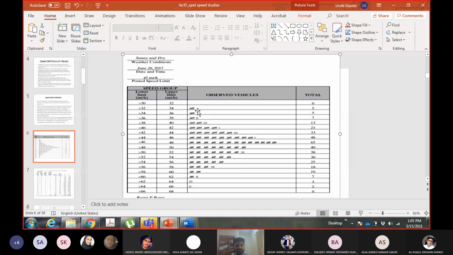So they put 4 lines, and when the 5th vehicle came, they crossed them. So 5. In this case again 5. One cross means 5. In this case you can see one cross and then 2 extra lines. So 5 plus 2, 7. In this case you can see 2 crosses. So 5 plus 5, 10, plus 3 extra lines, so 13.